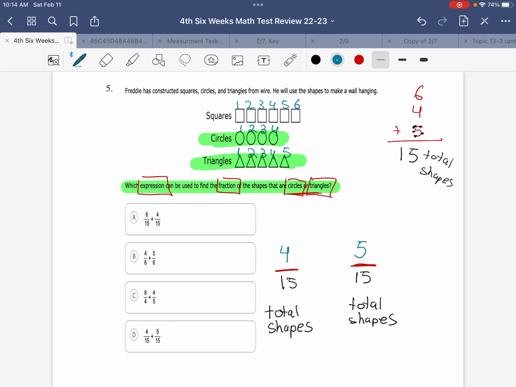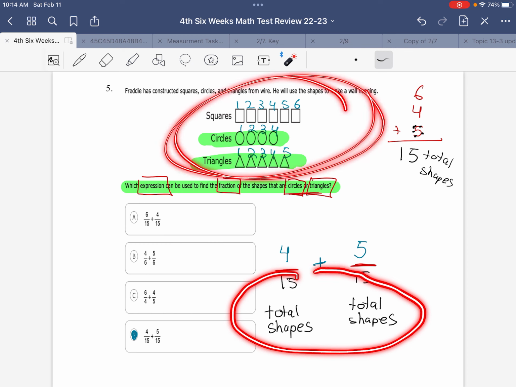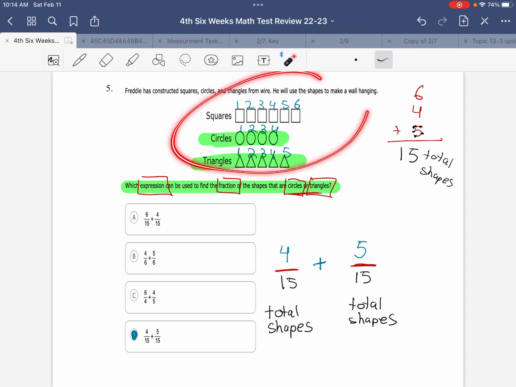And it just wants to know which expression can be used to find the shapes that are circles or triangles. We're going to be adding these because we're combining them. Okay, so the one that looks like this would be D. So we're looking for an expression. Okay, so remember, when you do these problems, your denominator needs to be the total shapes. Even if it's not asking for it, you got to have all the shapes.